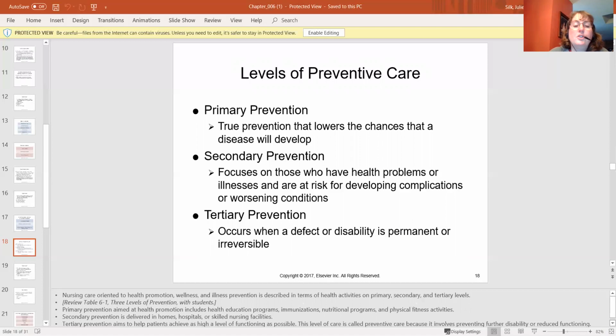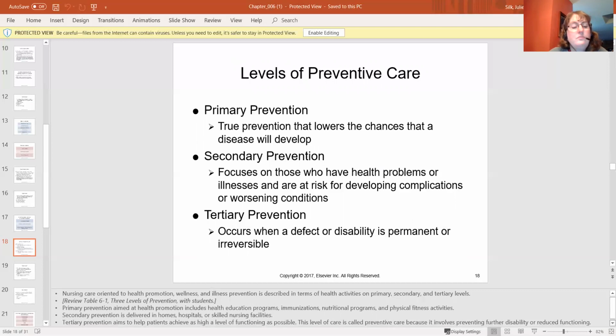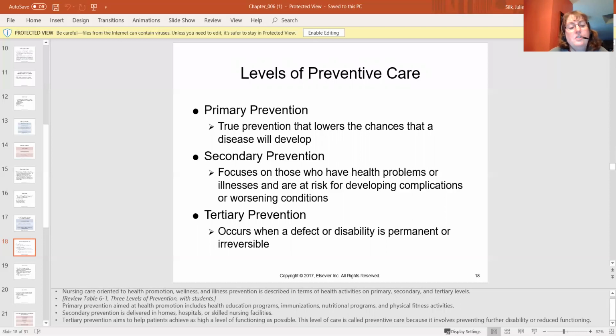Tertiary prevention occurs when a defect or disability is permanent or irreversible. So with this, it helps patients achieve as high a level of functioning as possible. So this level of care is called preventative care because it involves preventing further disability or reducing functioning. So I always kind of think of tertiary prevention kind of like rehab in a way. So like if I broke my hip and I have to go to rehab for so many weeks, it helps me to get back to normal so I don't have like a more permanent functional disability.